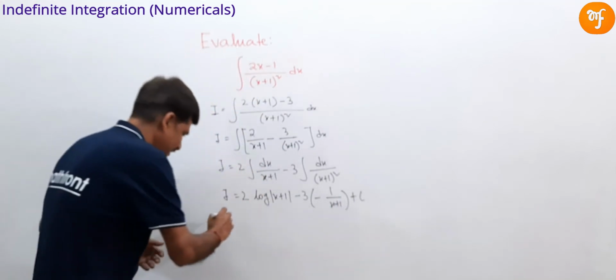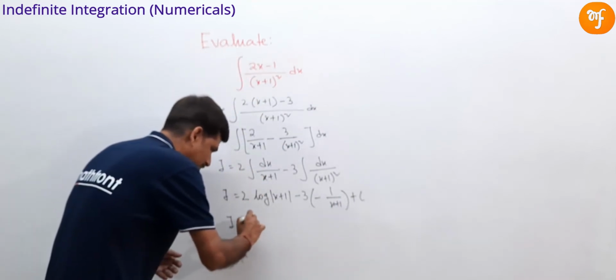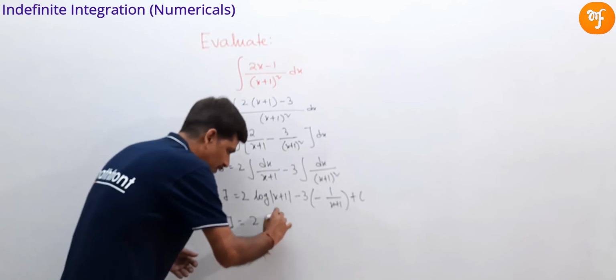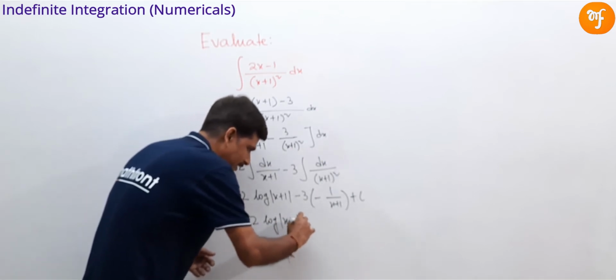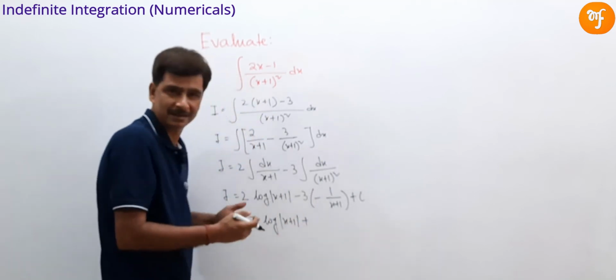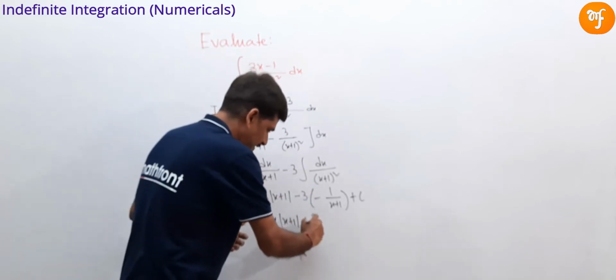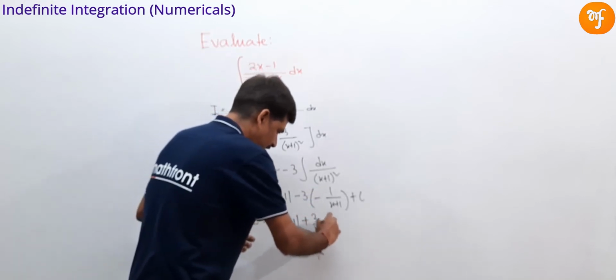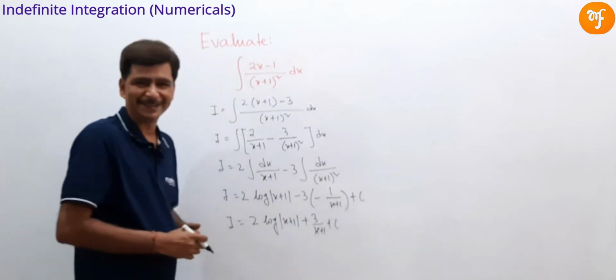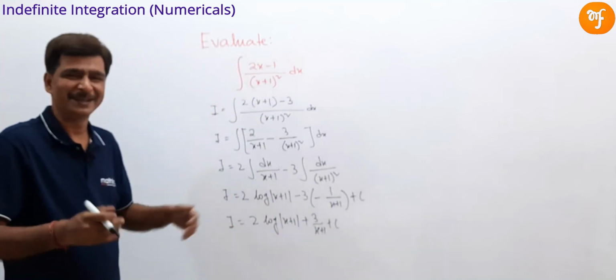So, easily we can write I is equal to 2 into log of mod of x plus 1, minus minus plus, that is 3 into x divided by x plus 1, plus c. This is the answer. Okay, clear? Now come to the next question.